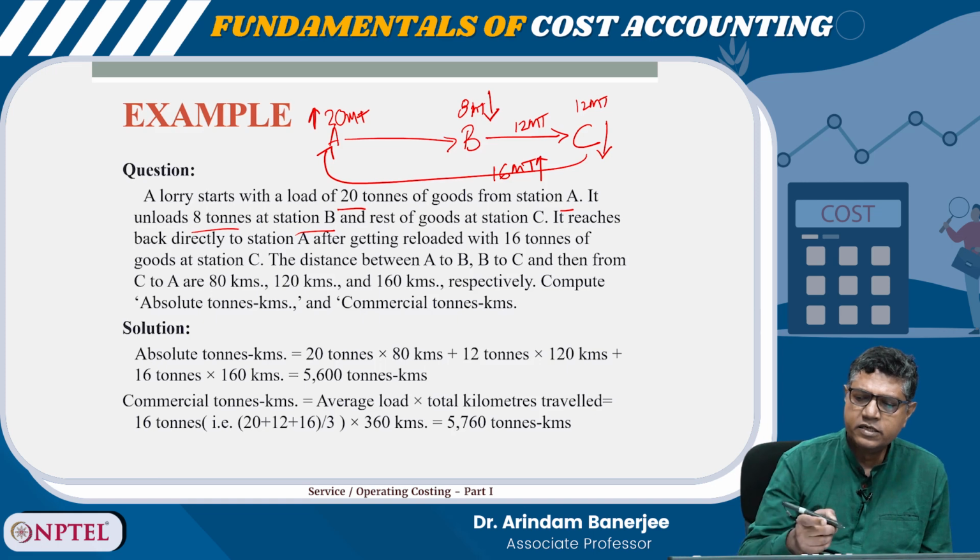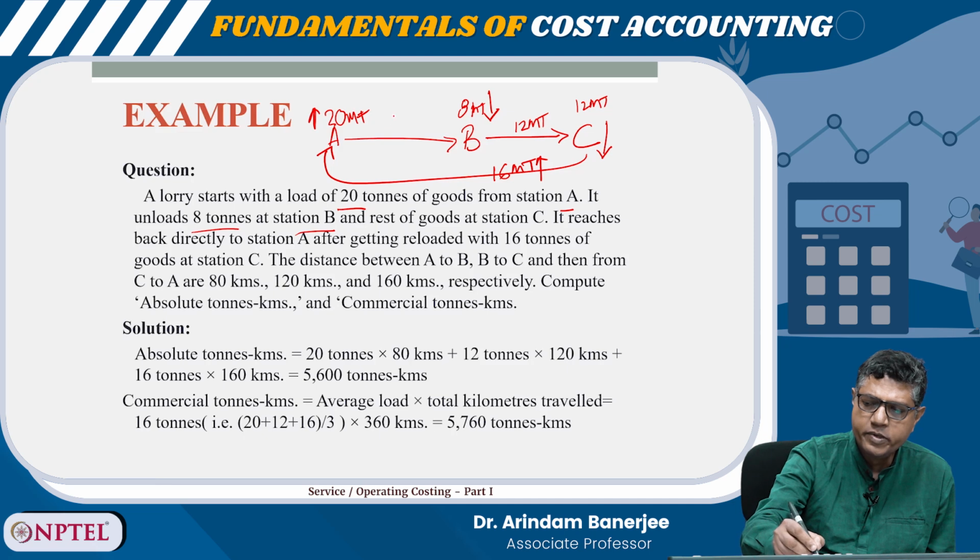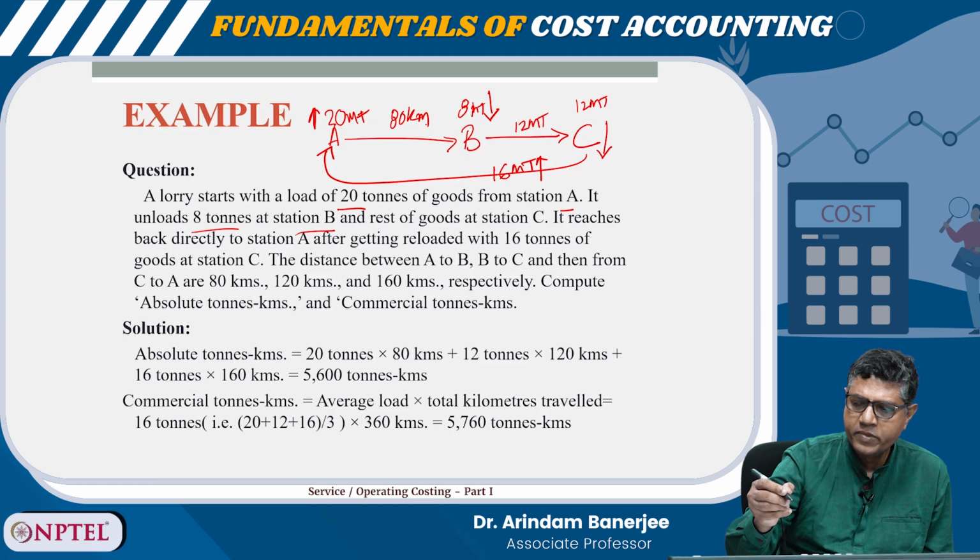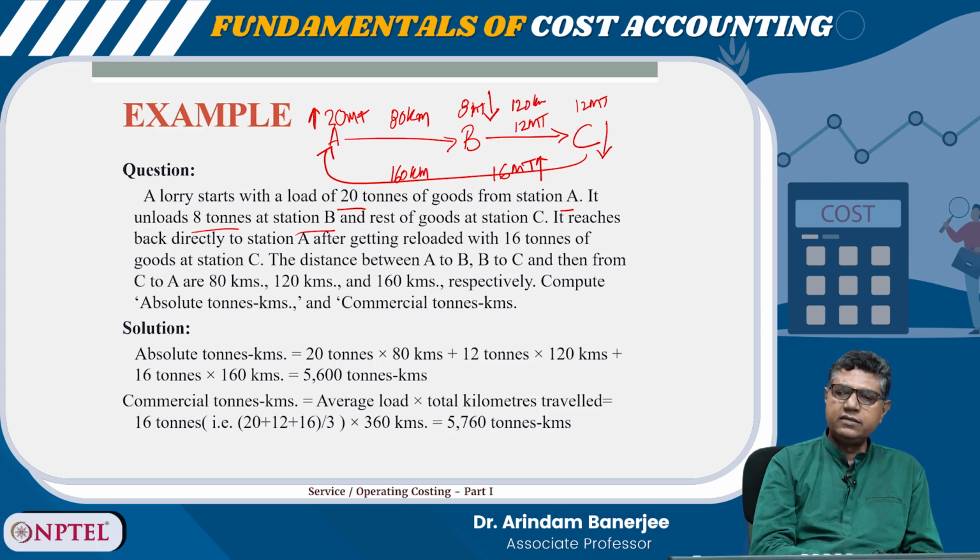The distance from A to B to C and then from C to A: A to B is 80 kilometers, right, and B to C is 120 kilometers, and then C to A is 160 kilometers, right. So, this is the diagram.